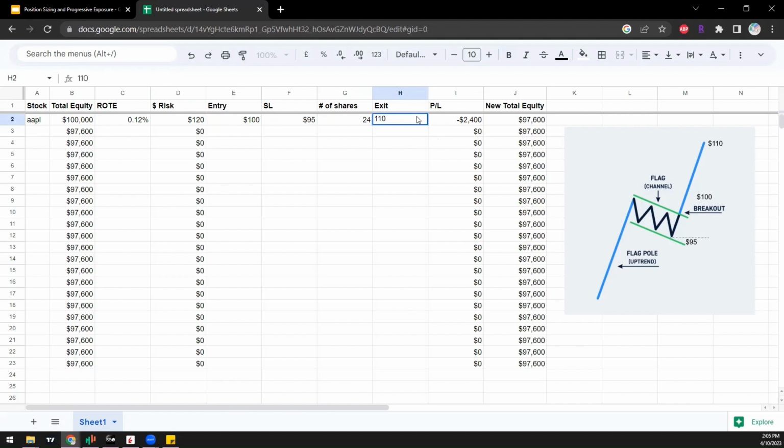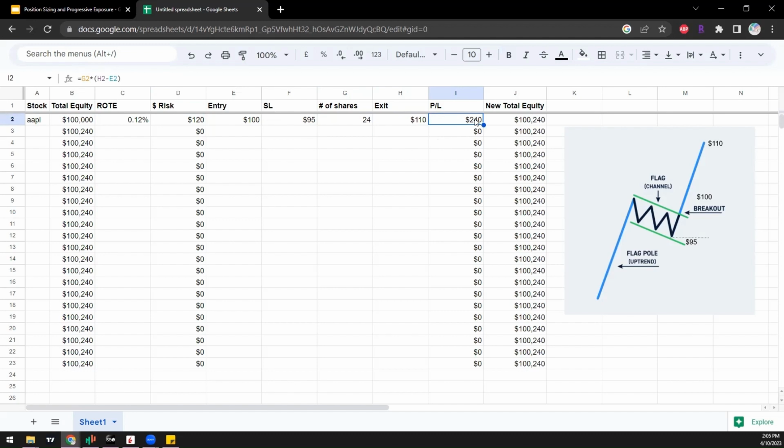So I exit at 110, which gives me a profit of $240 on the trade. How do I calculate that? Again, really simple formula. It's the number of shares I bought into the selling price minus the cost price, the exit price minus the entry price. Super simple, basic arithmetic.